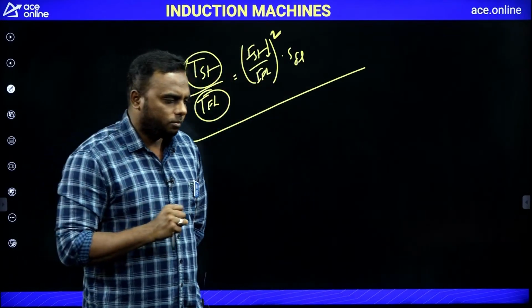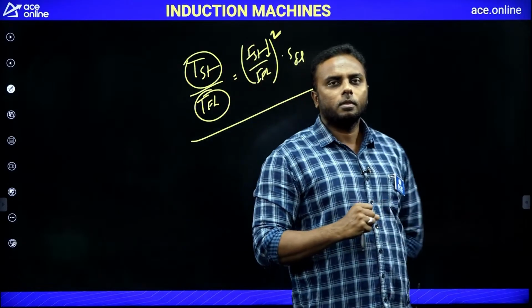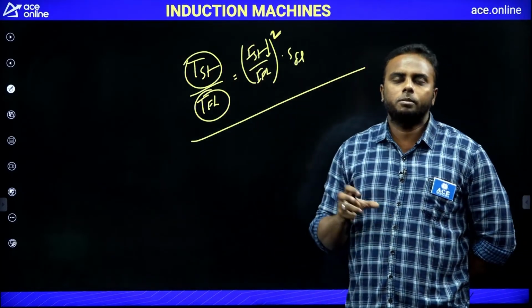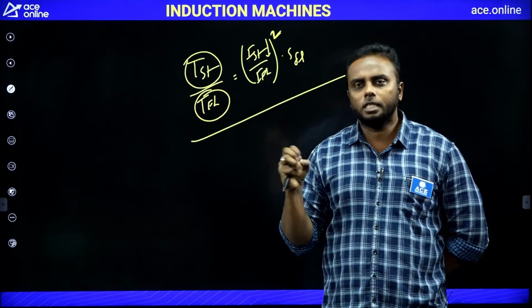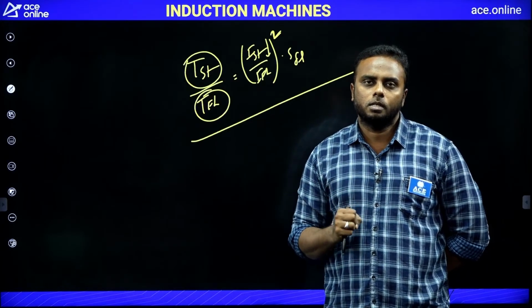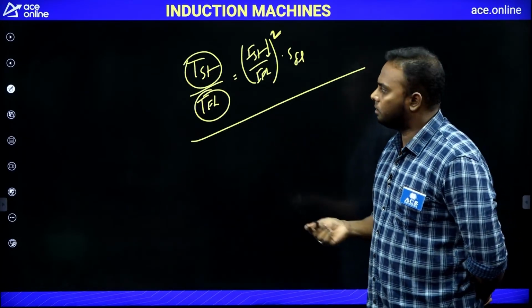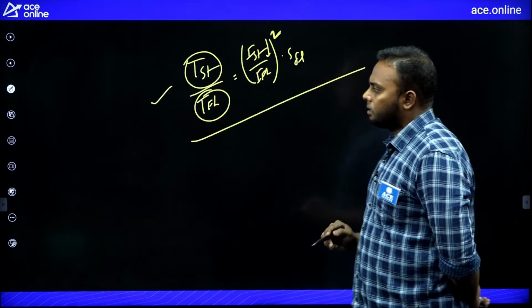Based on that, which method will give good starting? Auto transformer starting. Auto transformer starting will be the best starting method, which consumes less power and gives a little good starting torque when compared to the other methods. So these are all important in the starting methods.